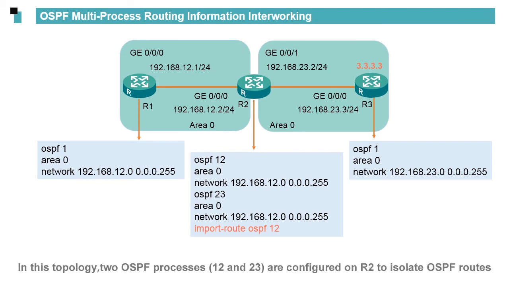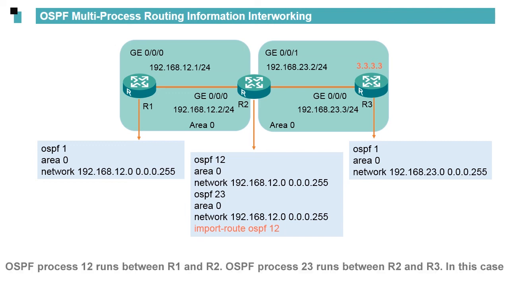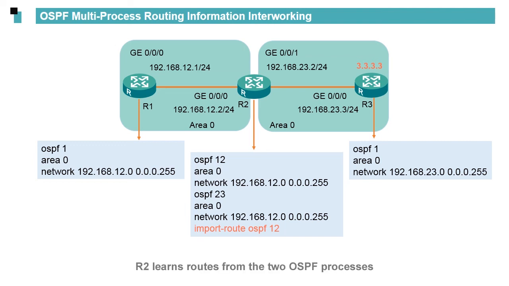In this topology, 2 OSPF processes, 12 and 23, are configured on R2 to isolate OSPF routes. OSPF process 12 runs between R1 and R2. OSPF process 23 runs between R2 and R3. In this case, R2 learns routes from the 2 OSPF processes. R2 does not import the routes learned from R1 to process 23, nor imports the route learned from R3 to process 12.